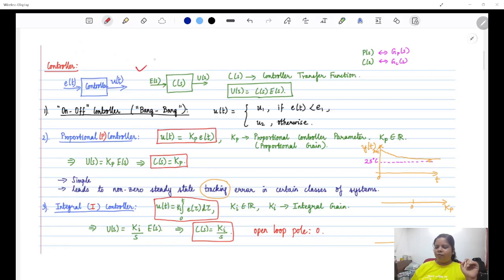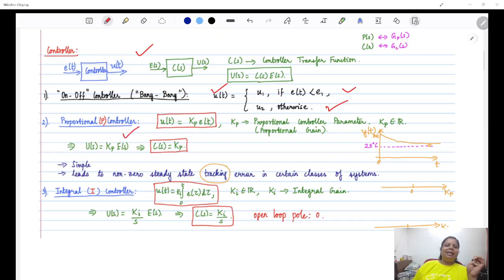Then, let's move to the controller part. Now a controller can be of many types, right? One of them is the bang-bang controller. If the error is less than a certain value, you provide one kind of input. If it is not less than some error threshold, then you provide another kind of input.